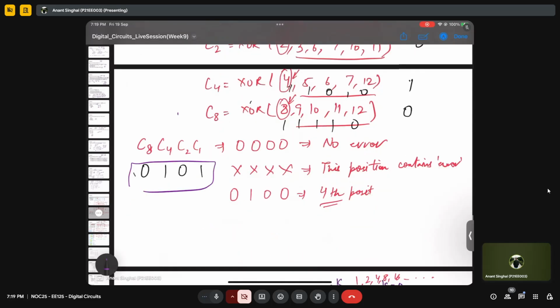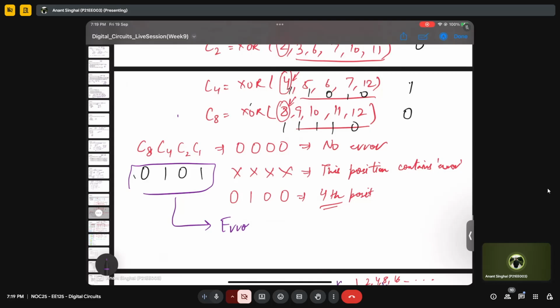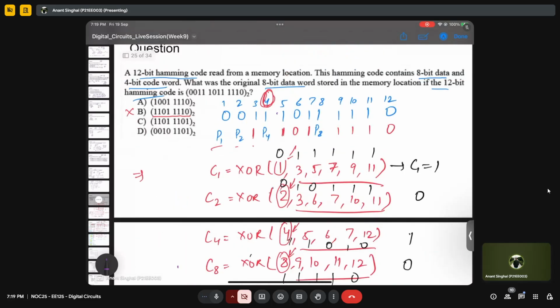So this means error in fifth position. So basically this is not 1, this is actually 0. So the actual Hamming code, or the data one, I can even only write the 8-bit data, is 1001 and then 1110. Is there any option like that? Option A is the actual correct answer. Please let me know if it is clear to everyone.